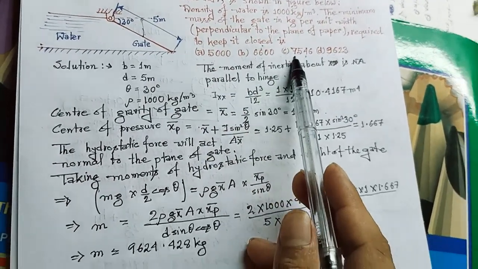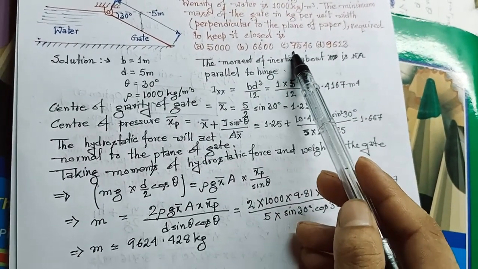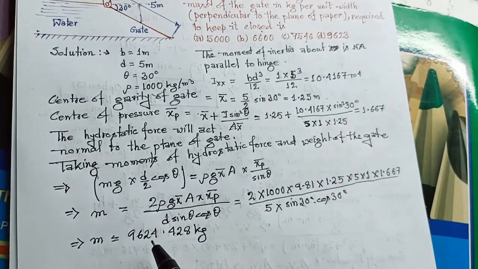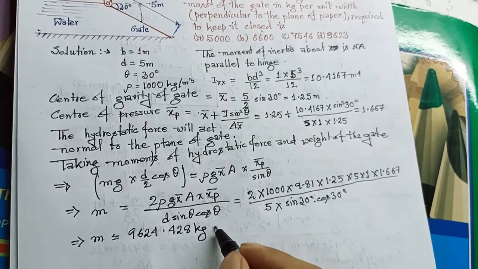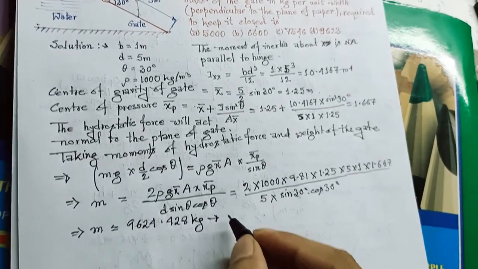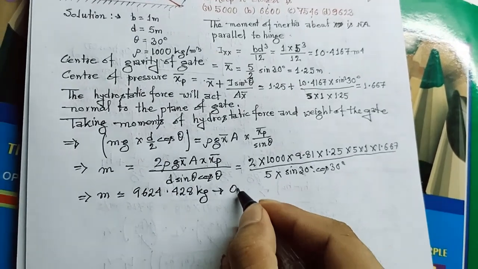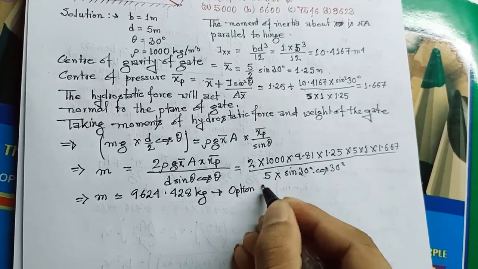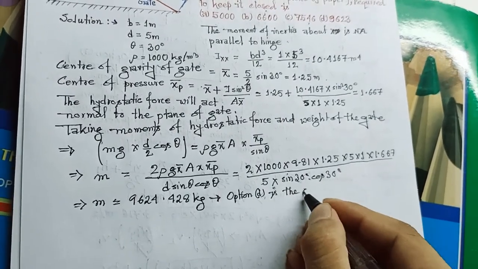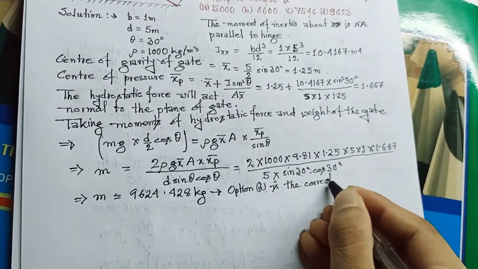Now our options are given as 6600, 7546 and 9623. So our answer approximately matches option D. So option D is the correct answer.